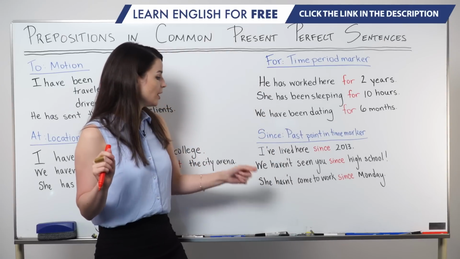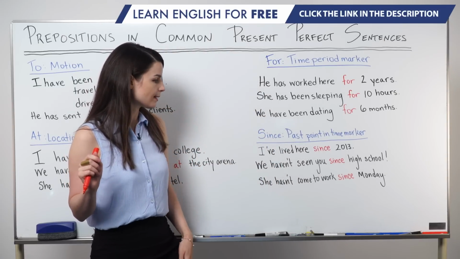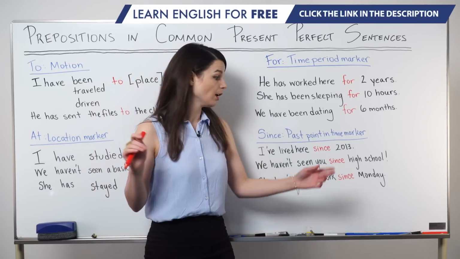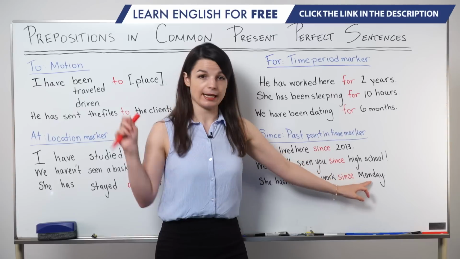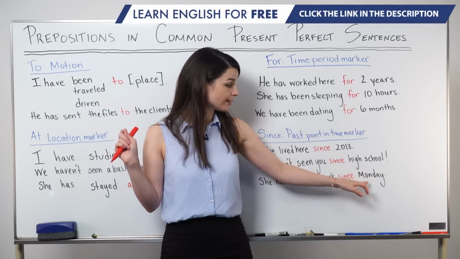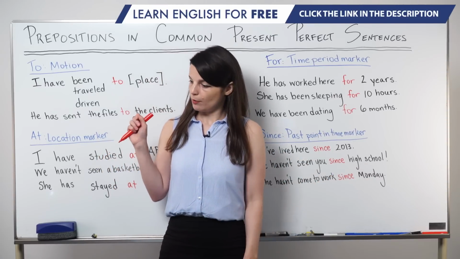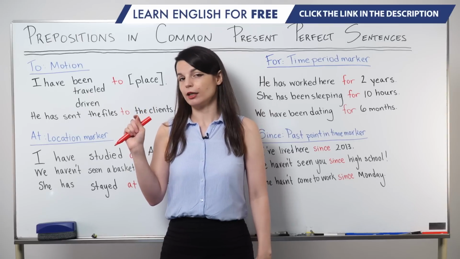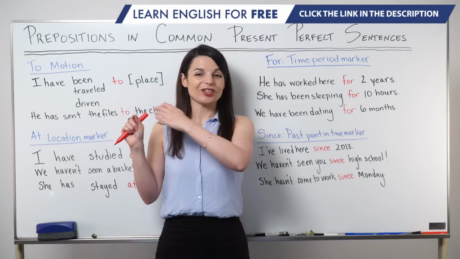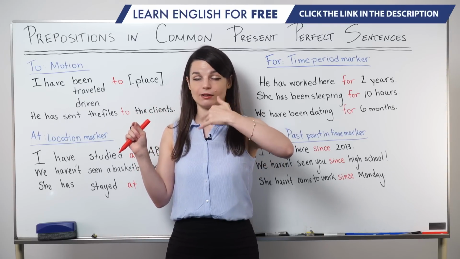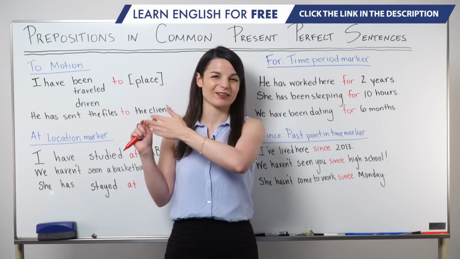One more example, she hasn't come to work since Monday. So here, our specific past point is Monday. Since tells us that. And she hasn't come to work. So starting at this point in the past, starting at Monday, this person, she has not come to work. So until this conversation, so no appearance by this person.